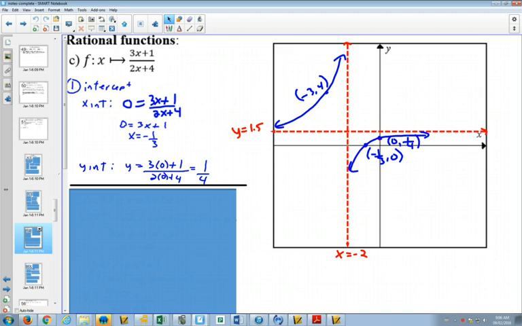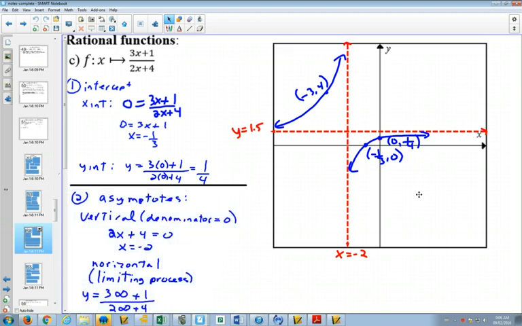For our asymptotes, to find our vertical asymptote, we're looking for a non-permissible value. You don't want to divide by 0, and when x is negative 2, then our denominator would equal 0.